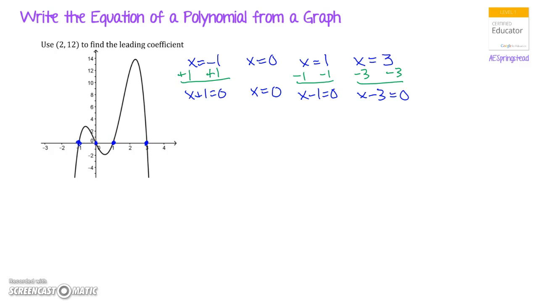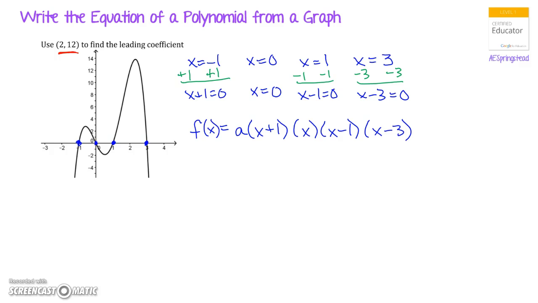The next step we need to do is to multiply the non-zero side of each of those equations together. So I'll have x plus 1 times x times x minus 1 times x minus 3. Now, that's not the entire polynomial because we don't know what the leading coefficient is. I'm going to use the letter a to represent the leading coefficient in this, and we're going to call this polynomial f of x. So what they told us to do is they asked us to use the point (2, 12) up here as the x and y to find the leading coefficient a.